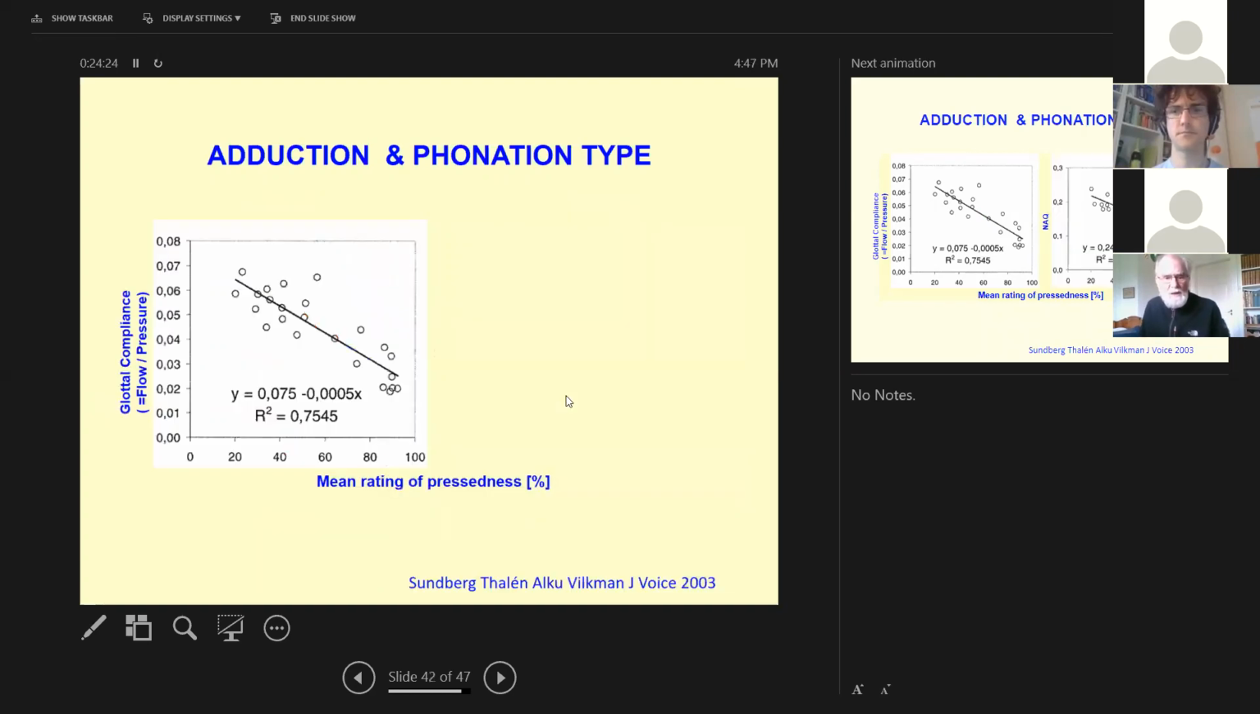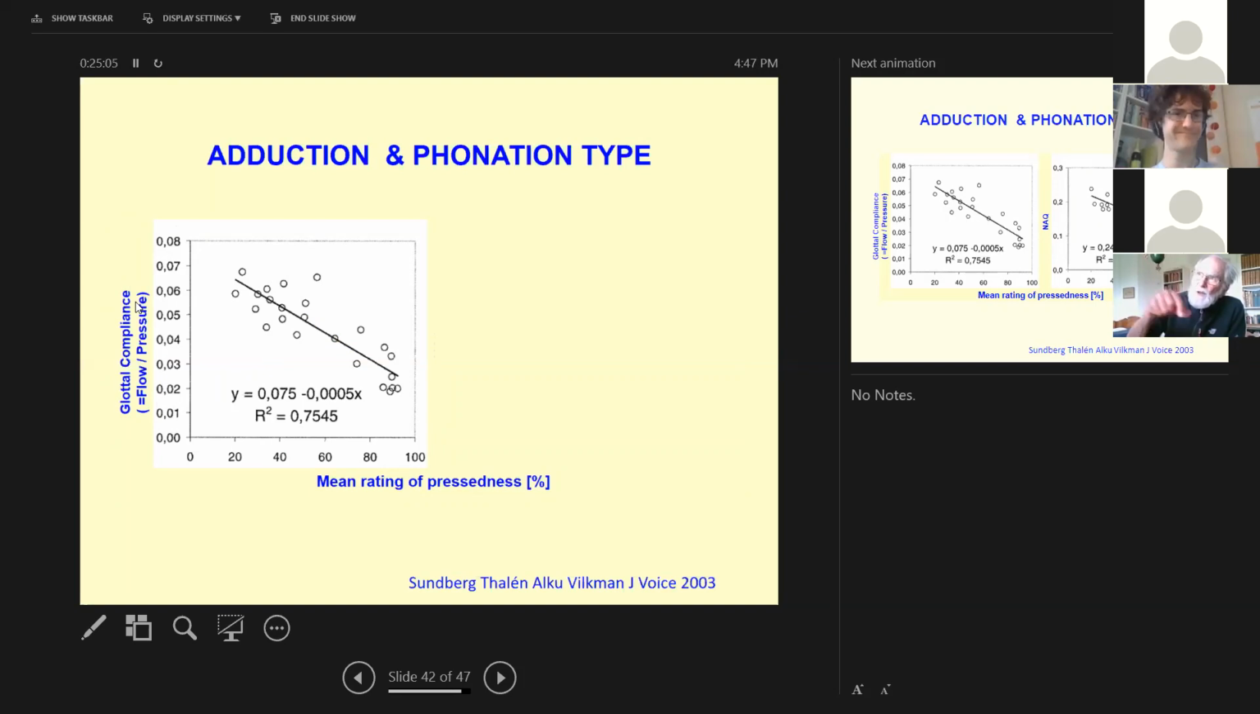Okay, here's another measure from a study I did with Margareta Thaddeus, Paavo Alku, and Erkki Vilkman some decades ago. It is the glottal compliance. And the glottal compliance is the inverse of the glottal resistance. And resistance of the glottis, that is the ratio between the flow and the pressure. If the flow is small and the pressure is high, the resistance is of course high. Is that correct?